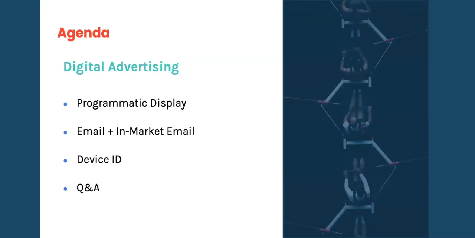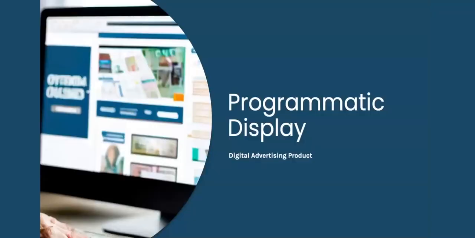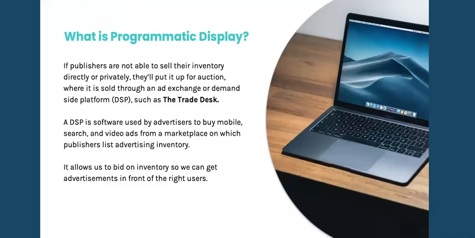We are going to review programmatic display, email, as well as a new in-market email product, device ID, which is a form of geofencing, and then we should have time at the end for any questions. So hopping right into programmatic display, starting with what programmatic display is.